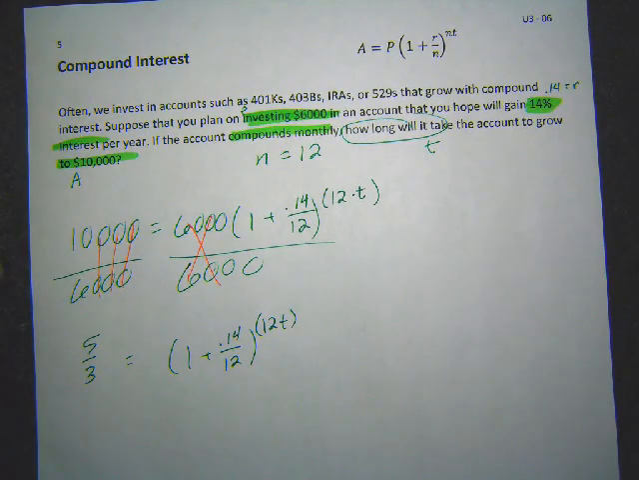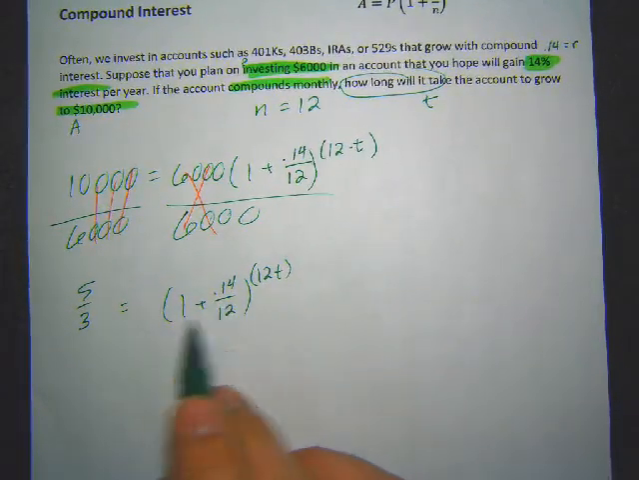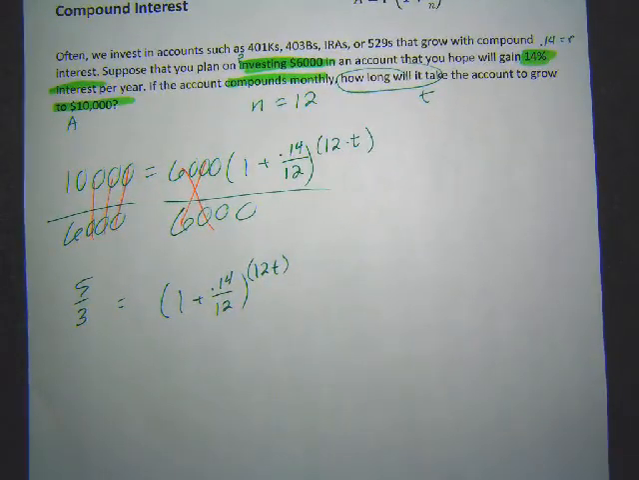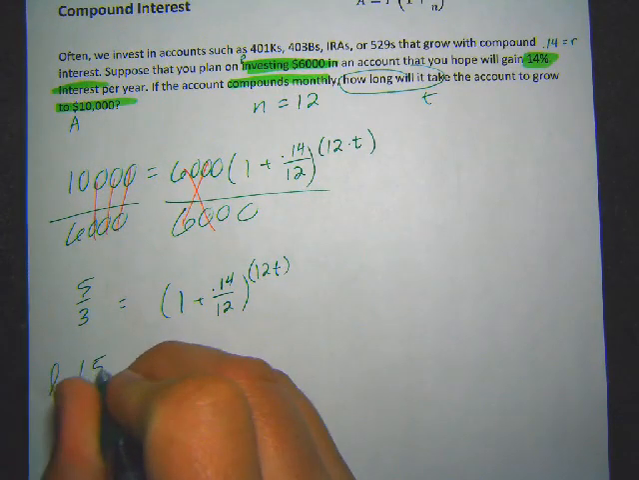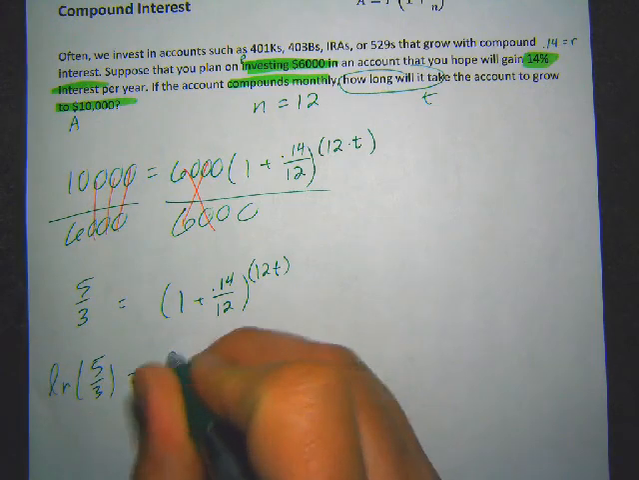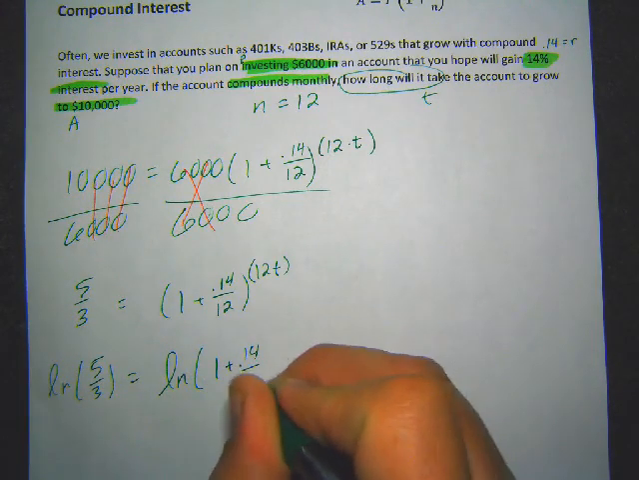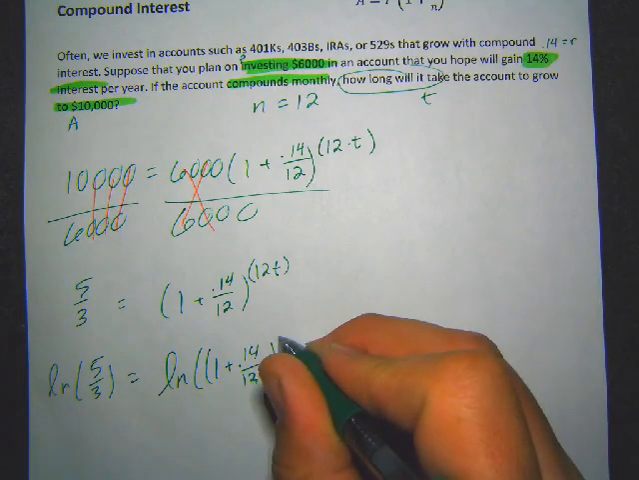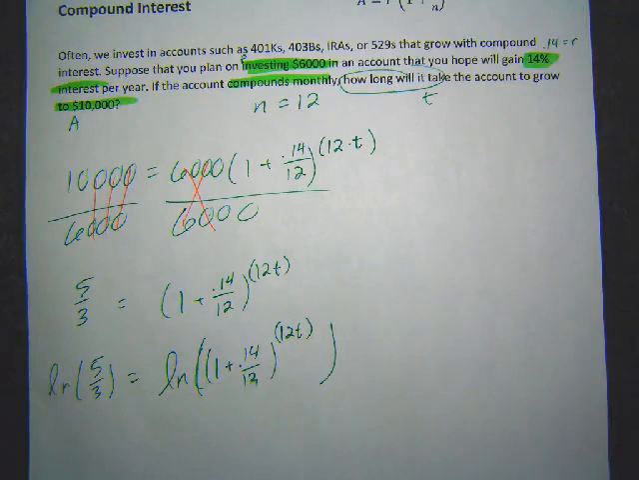Okay, now just like the other ones, we are going to use the natural log of both sides, but unlike the other ones, we don't have an e base, right? The base here is not e. So this time, we're not going to use that canceling thing. We are going to take natural log of 5/3 and natural log of 1 plus 0.14 over 12, the whole thing to the 12t power. That's what we're taking the natural log of.